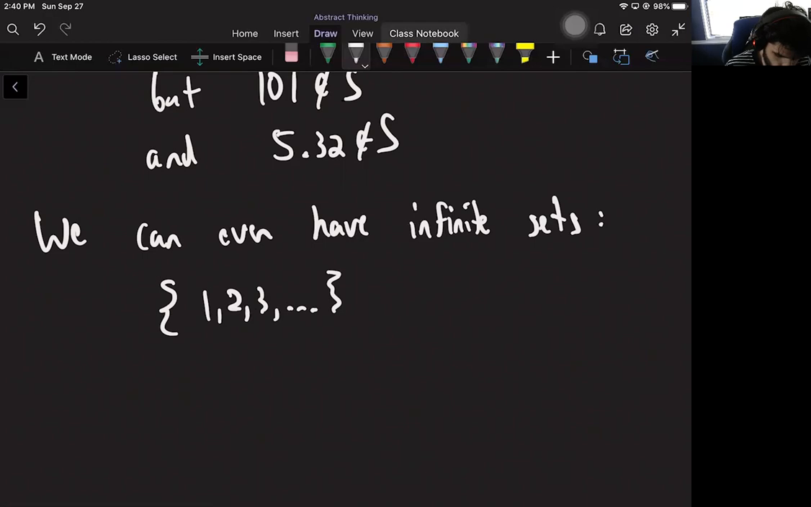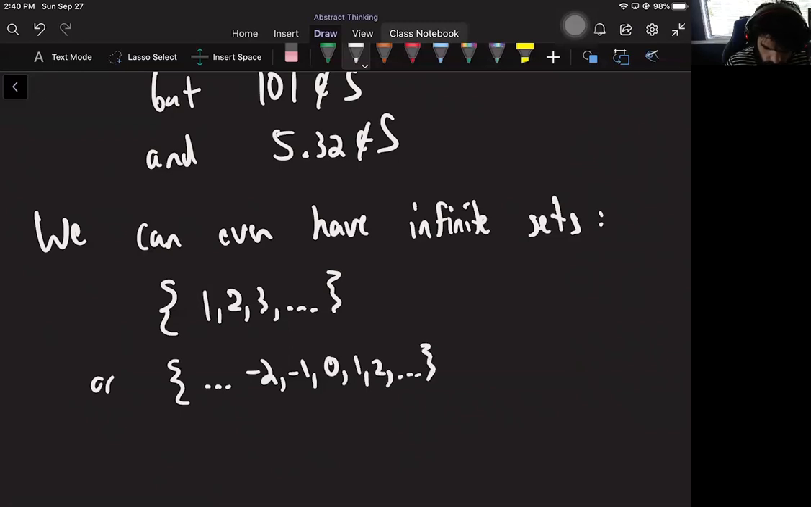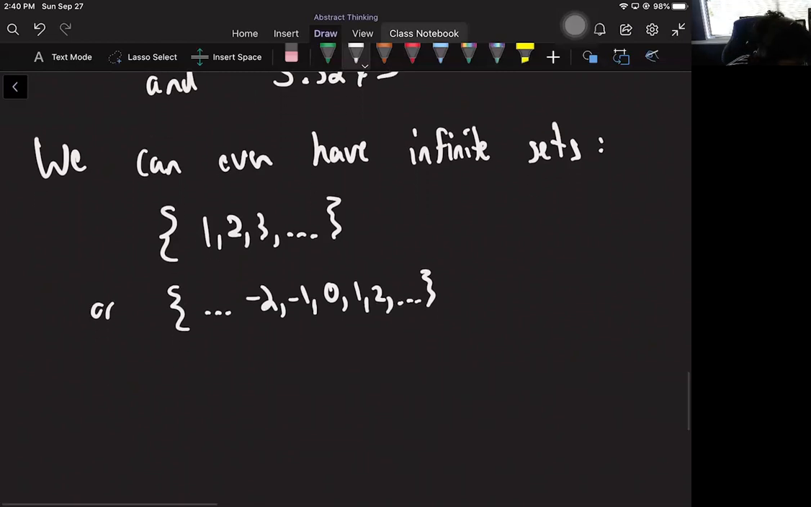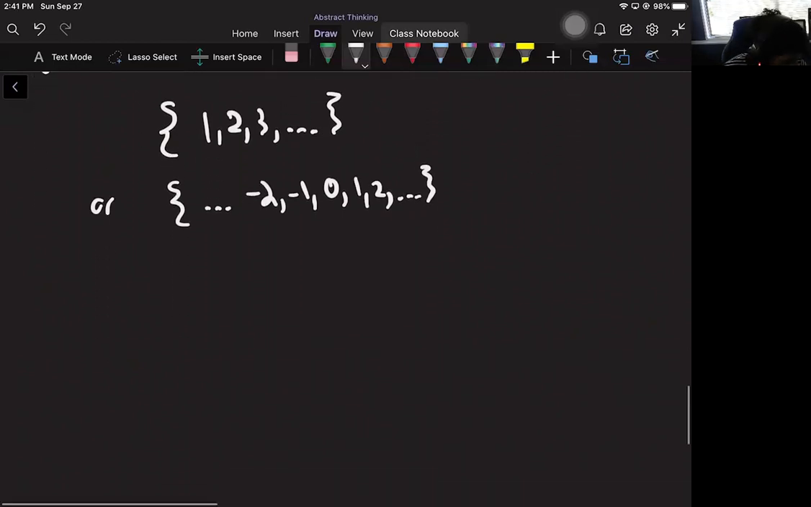Or I can go in both directions if I want to indicate the negative direction, I could do something like this. So that would indicate the set with all the whole numbers in both directions, AKA this would be the integers. We'll talk about that later. Actually, we'll talk about that now.